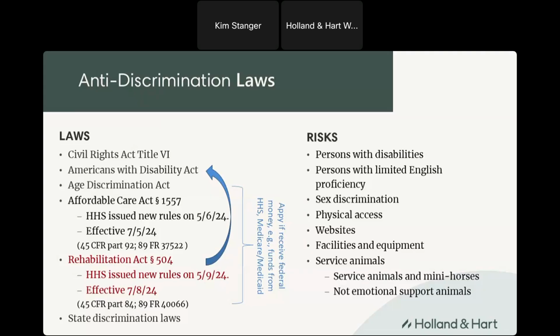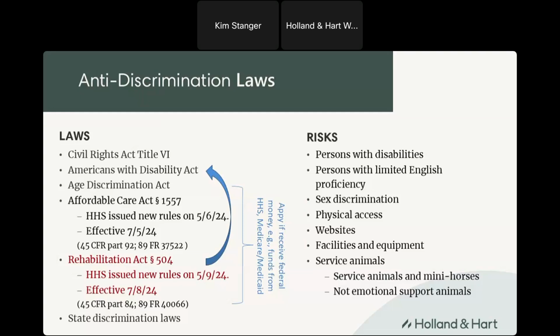But today we're going to be talking about the Rehabilitation Act. The Rehabilitation Act was actually promulgated back in 1973. Section 504 is the one that prohibits discrimination against persons with disability. When the act first came out, regulations were issued that have been on the books for about 50 years, but they've never been updated. So on May 9th of 2024, HHS, the Biden administration, issued new rules. Those new rules became effective July 8th of 2024, so they are in effect now. You can access those rules at 45 CFR Part 84.